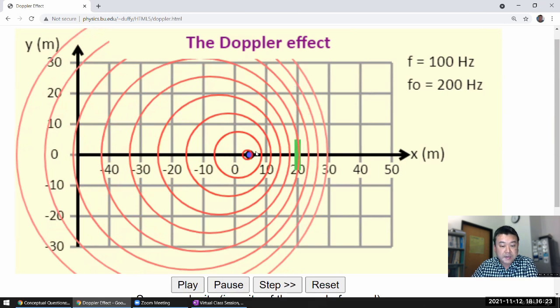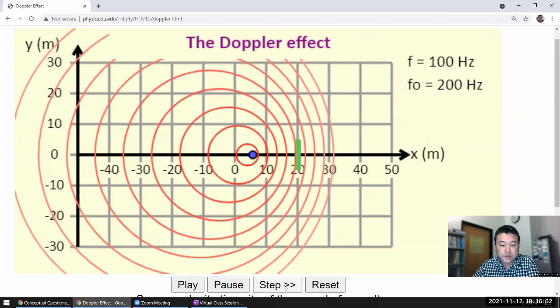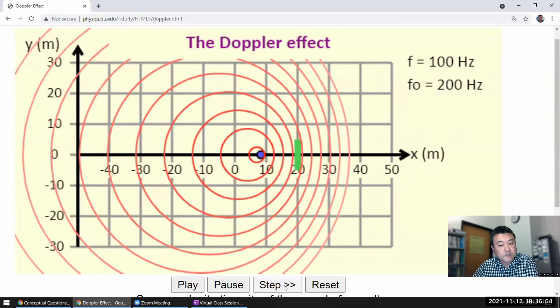On the right side of the source, as the source emits a wavefront each time, it's getting closer to the previous wavefront it emitted. So there's a kind of bunching up of the wavefronts on the right side of the source. When the stationary observer is listening to the sound, the sound is at a higher frequency. I guess the simulation is saying it's at 200 hertz. That's what the observer hears.